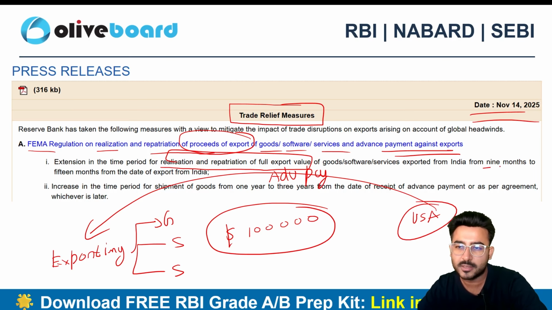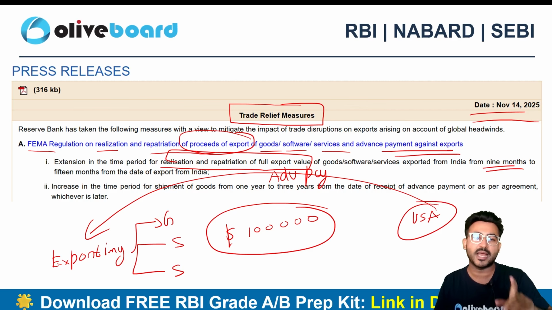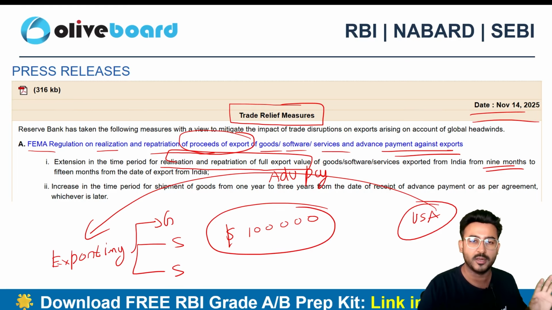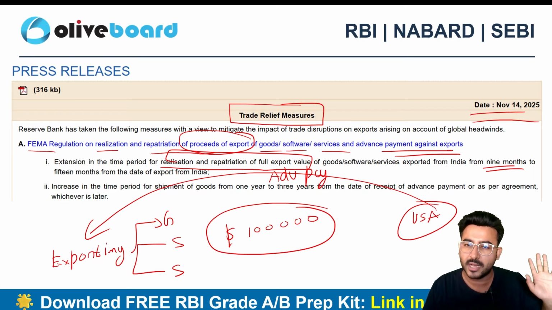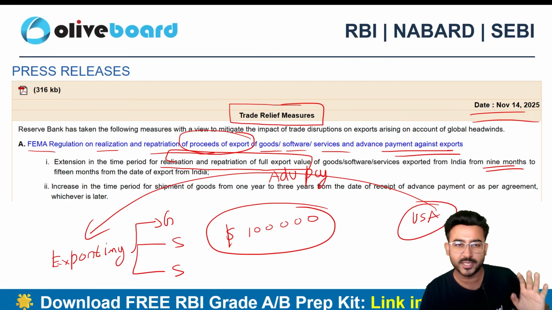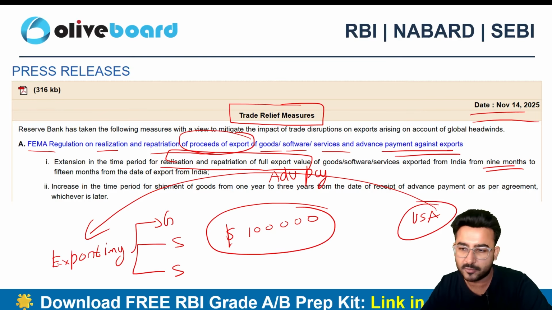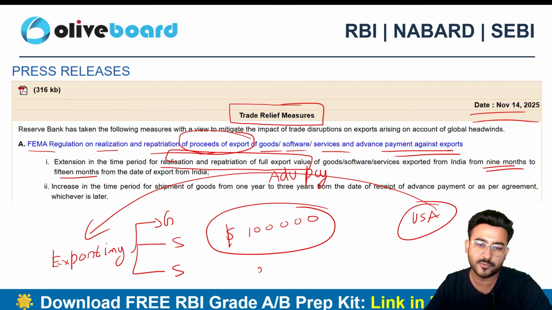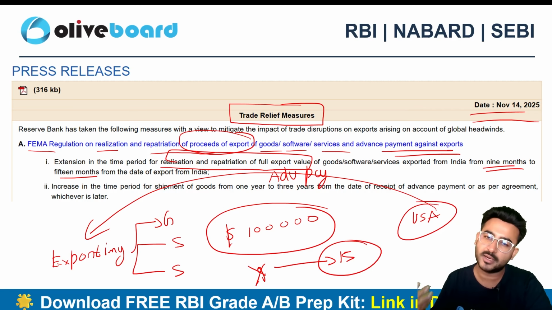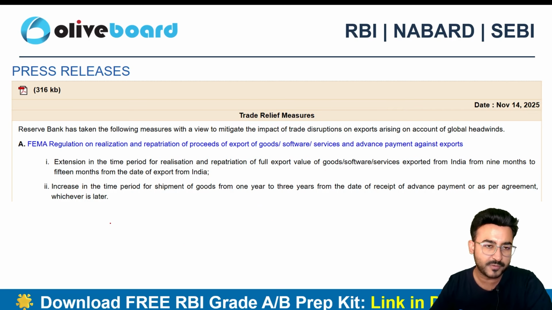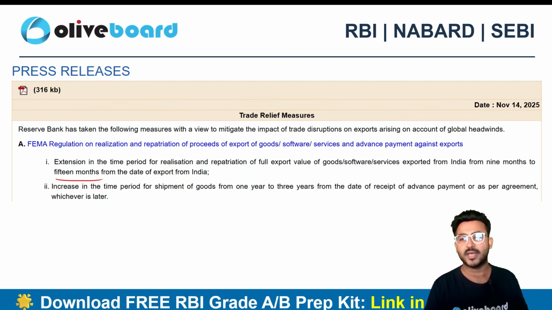So earlier there was a time limit of 9 months. That means I need to realize these $1 lakh and repatriate them to India within 9 months, right? Now they have extended it to 15 months. So from 9 months they have extended it to 15 months, and this gives breathing space to the exporters. They can even realize it in the 15th month as well, right?